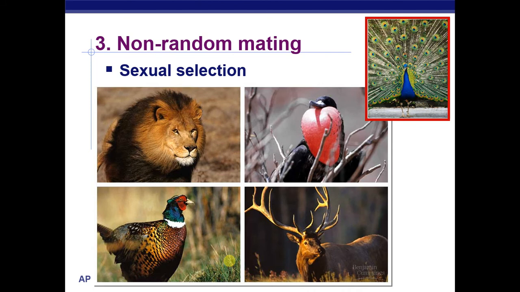Three is non-random mating or sexual selection. We talked about this at the end of last time. Or how, not based on fitness, but based on attractiveness or desirability in attracting mates, different traits or phenotypes might be selected for. And we talked last time about the peacock, but all of these pictures do a really good job at distilling how traits that might not have anything to do with differential survival might be selected for based on their ability to attract a mate.